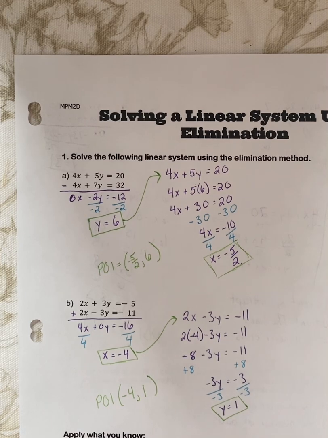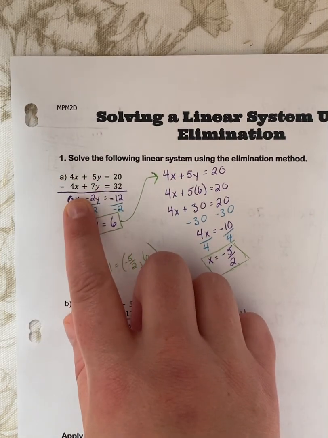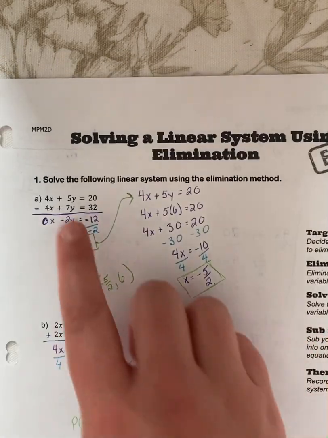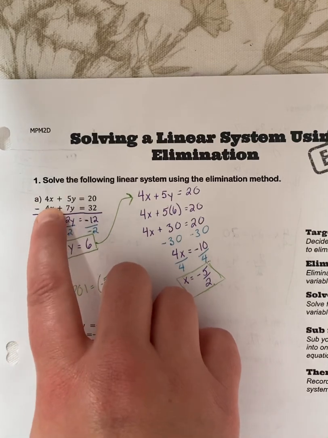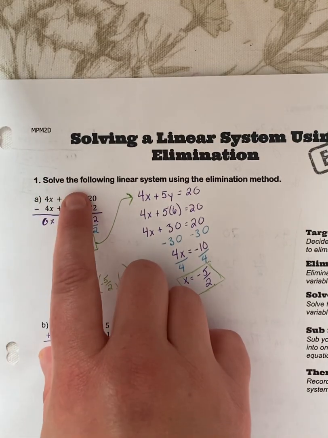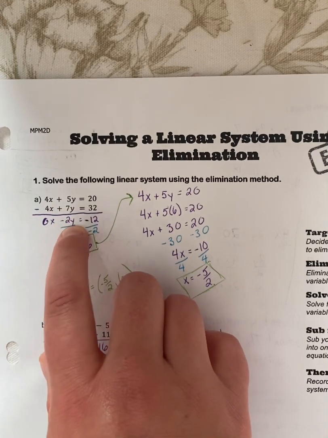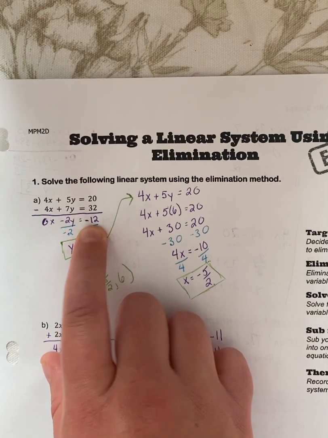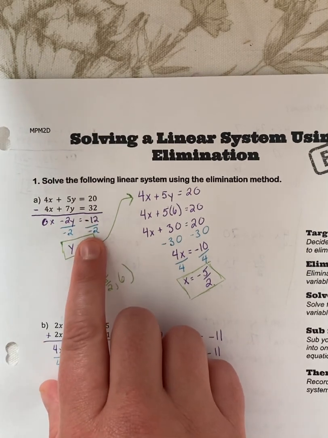So here's our equation. I want to eliminate one of my variables. In this case, these two are the same, so I'm going to subtract them. 4 minus 4 gives me 0. 5 minus 7 gives me negative 2. And 20 minus 32 gives me negative 12. Then divide by the coefficient in front of y.